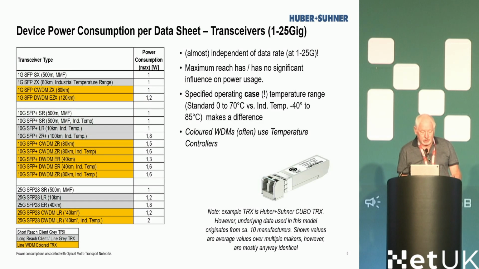So let's look at some power consumption now on some transceivers. From 1 gig to about 2.5 gig, there's not a lot of difference between the data rate and the power usage. There is a slight increase when you start coming into colored WDM optics, because the colored WDM transceivers have temperature controllers, but you're only talking about 1 to 1.6 watts. So at 1 to 2.5 gig, the power usage isn't a lot different, irrespective of distance. Temperatures do make a difference, and I'll come on to temperature again in a minute.